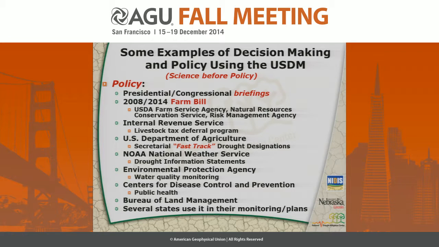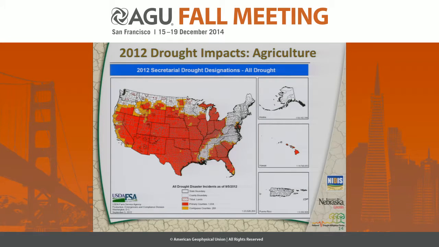Policy-wise, this is where it probably got the most traction. It was first used in 2002 for livestock relief. After that, the 2008 Farm Bill, followed by reauthorization in the 2014 Farm Bill. We've seen it also used by the IRS, the Secretary of Agriculture for fast-track declarations, and even the Centers for Disease Control to target hotspots that might be things like West Nile, respiratory illnesses, things of that nature. And several states use it as part of their drought monitoring plan as well.